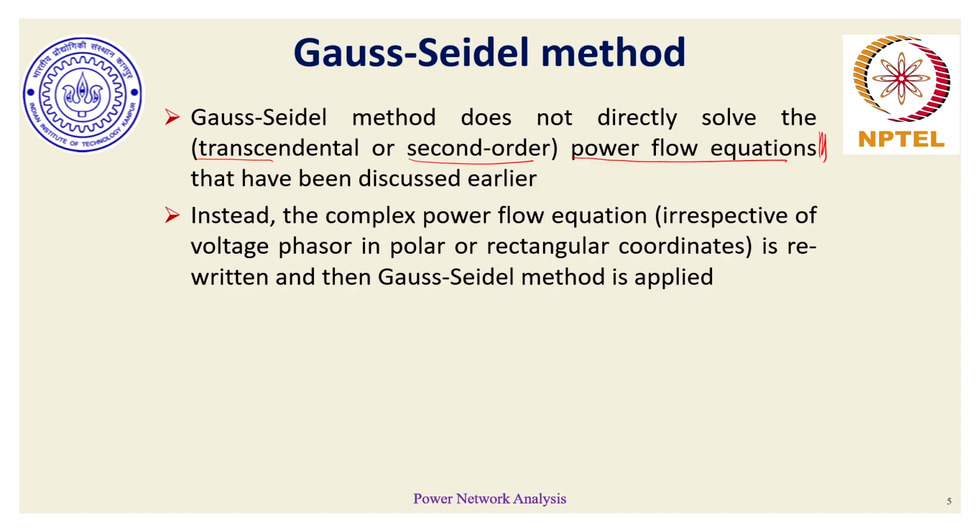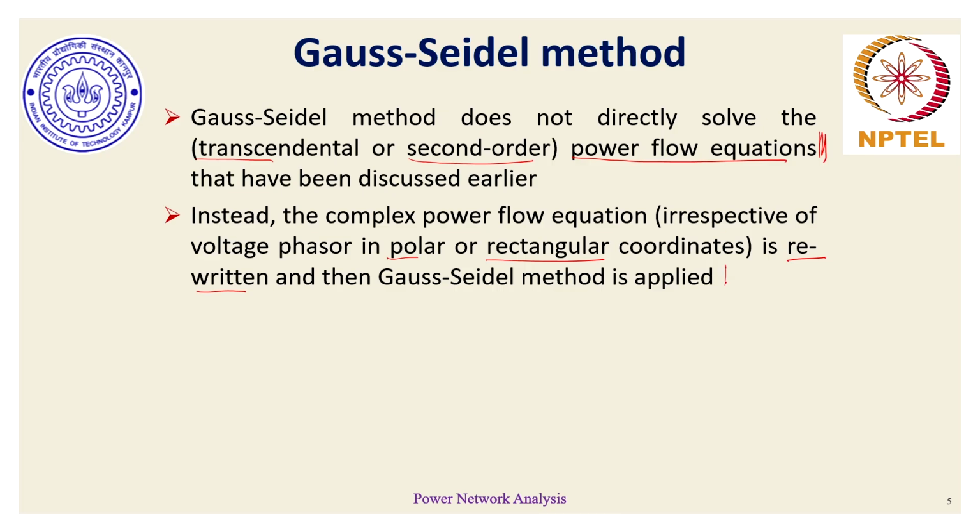On the other hand, the Gauss-Seidel method has this unique property that there is no need to separate out real and imaginary components of a given complex equation. It can very well handle or solve the complex equation as it is. So in the Gauss-Seidel method, irrespective of the voltage phasor being in polar or rectangular coordinates, the entire complex power flow equation is rewritten, rearranged, and then the Gauss-Seidel method is applied to solve the entire equation together.